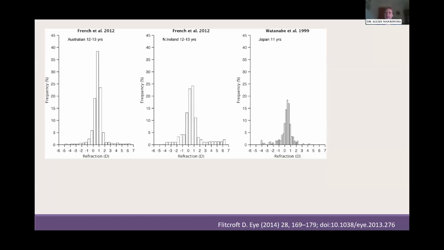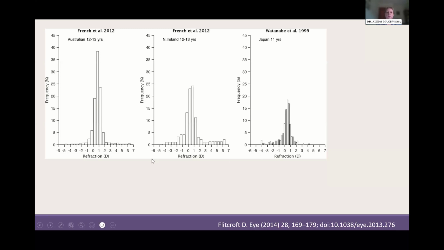But after the age of 6, we notice that refractive error development shifts towards myopia. And there are many studies that are coming out from all over the world that are showing the increasing prevalence of myopia amongst teenagers, but also amongst adults.